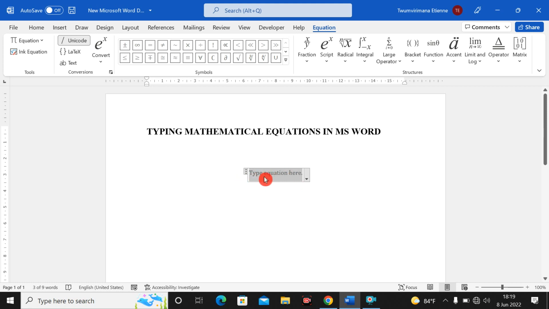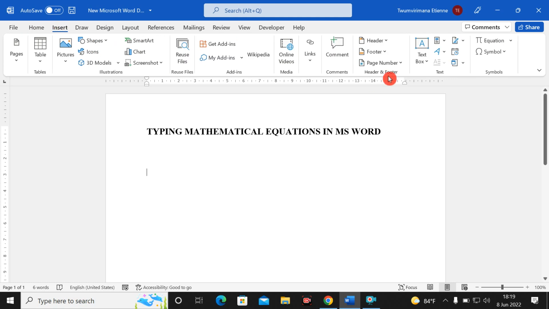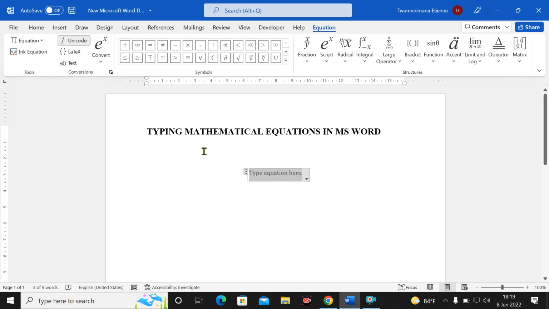You see here they are asking you to type. Here you have an equation box where you just type mathematical equations. And here is where you have different symbols, the simple symbols that we use in mathematics.